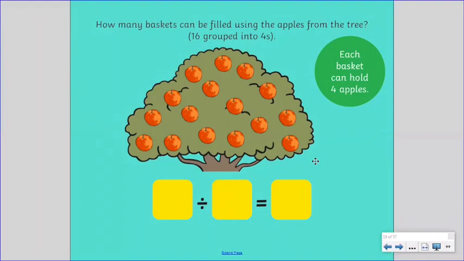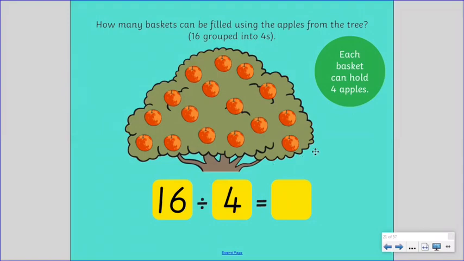Ready? There are 16 apples in total. Our second number is the amount of apples going in each group, or in each basket. The information here tells us each basket can hold 4 apples, so we're grouping them in groups of 4. So our second number is 4. 16 apples grouped into 4s. 16 divided by 4, or 16 grouped into 4s.